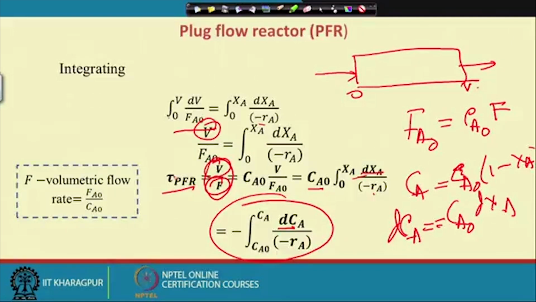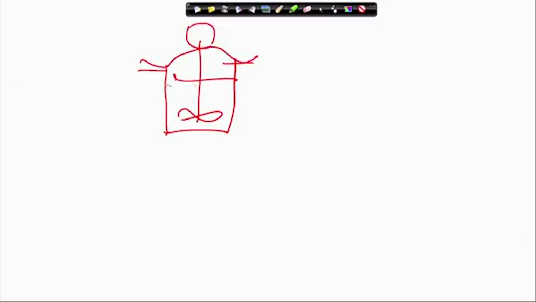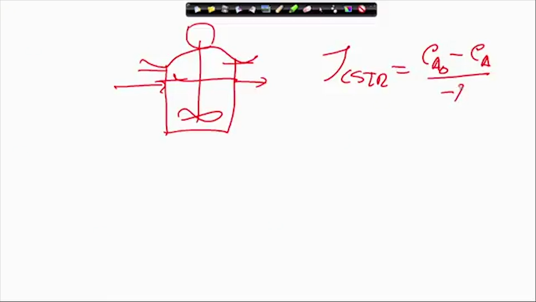F is the volumetric flow rate. Now, how can you find out the volumetric flow rate? Let me explain that. Suppose, let me first assume this is a CSTR. There is the input and output. Am I right? Then what is the equation that we have? We have the equation that tau CSTR is equal to Ca0 minus Ca over minus Ra, and this is equal to V by F.